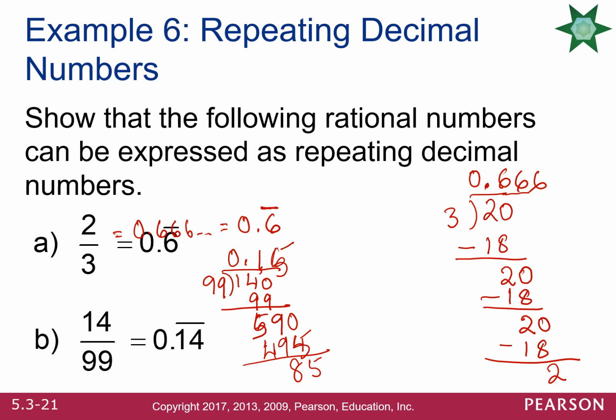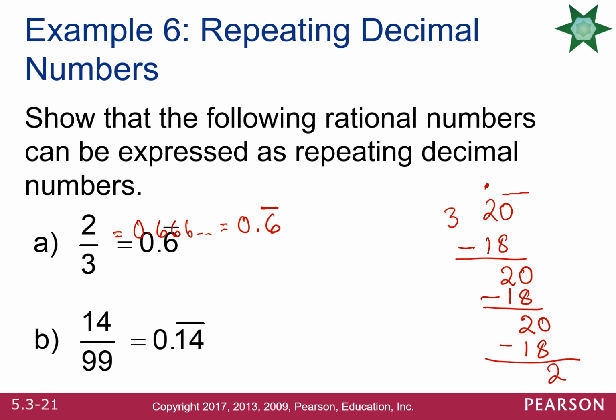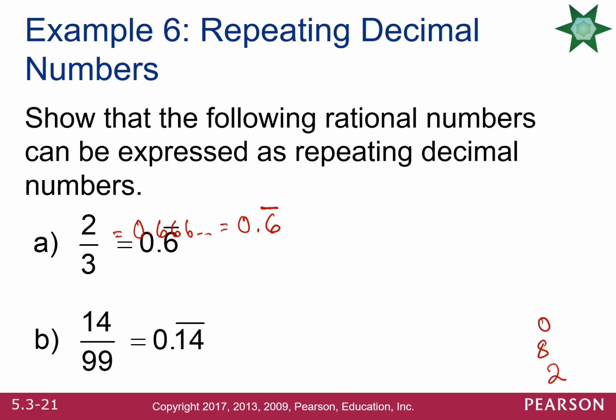Okay, so I'm going to erase this and do this all over again. All right, so 14 divided by 99, 0.0. So ones are 99, 151, 0.